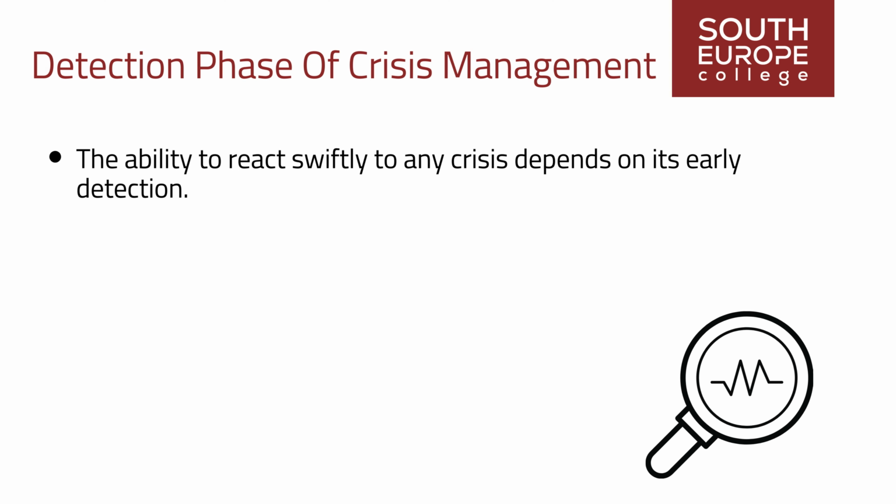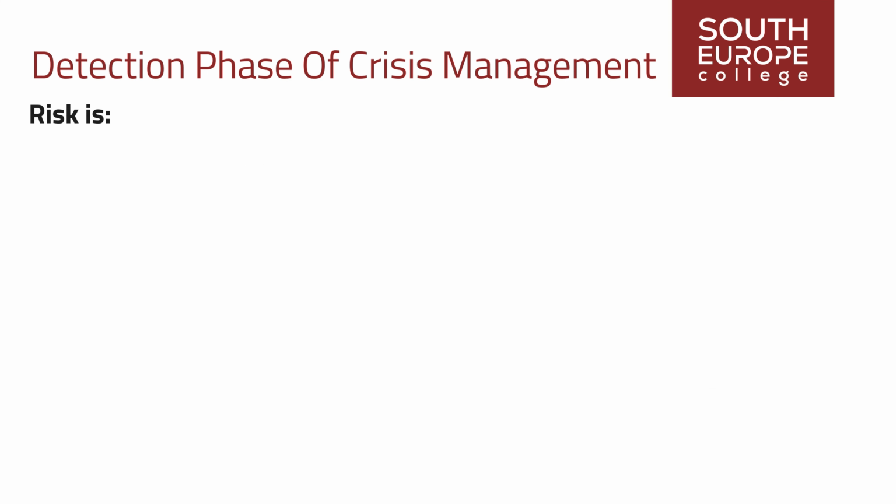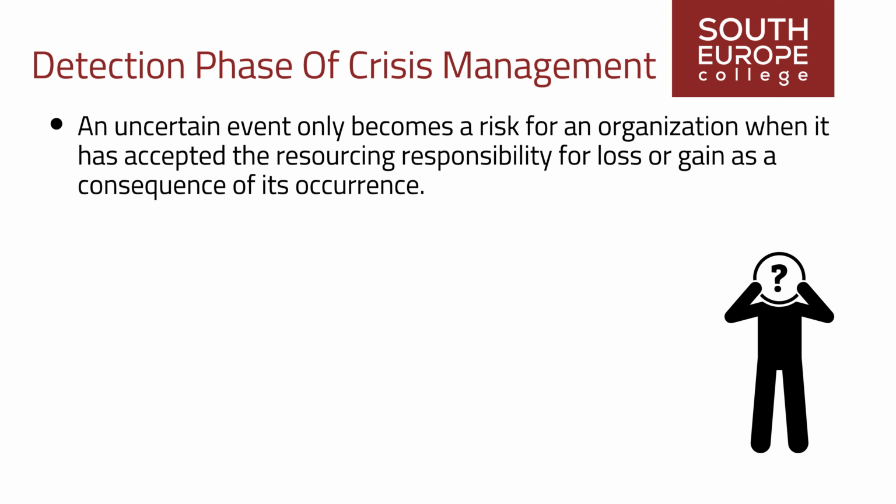The ability to react swiftly to any crisis depends on its early detection, and this is achieved by monitoring potential risks to gather intelligence. Risk is exposure to the possibility of financial loss or gain, physical injury, damage, or delay as a consequence of the uncertainty associated with pursuing a particular course of action. An uncertain event only becomes a risk for an organization when it has accepted the resourcing responsibility for loss or gain as a consequence of its occurrence.